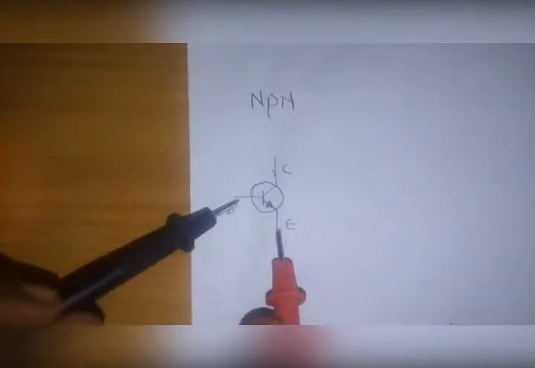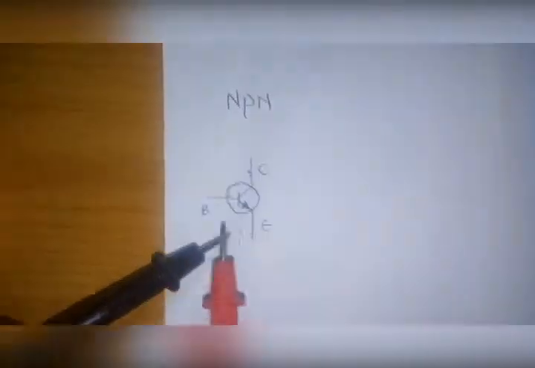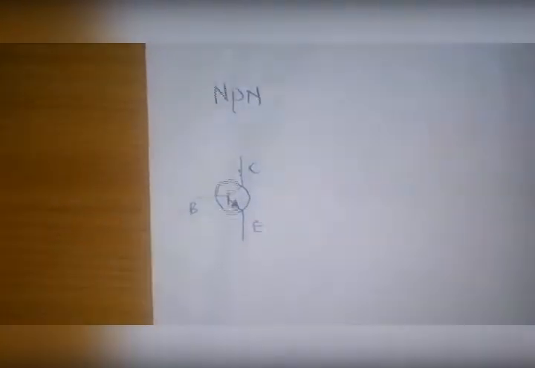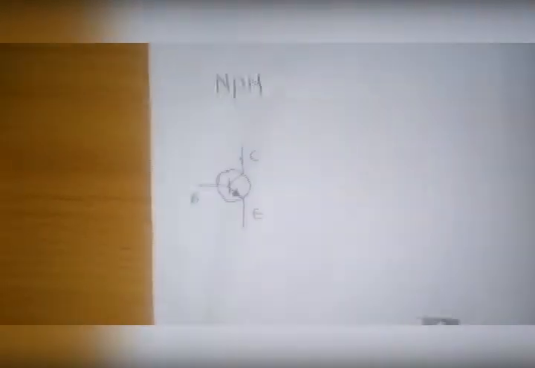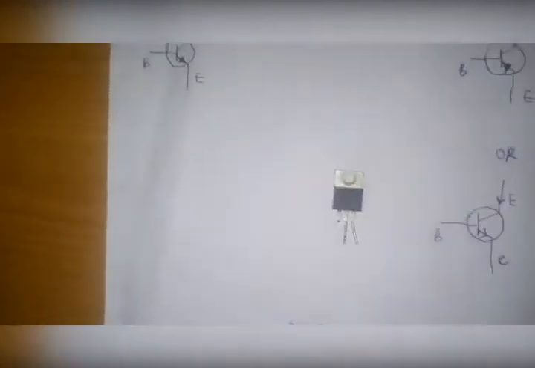Or maybe by the time you put a leg on the base and the other at the emitter and it's read in both directions, it also means that the transistor is bad as well. That's when you can identify each of the legs.